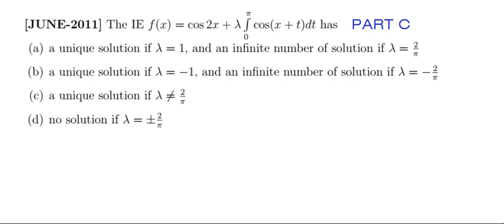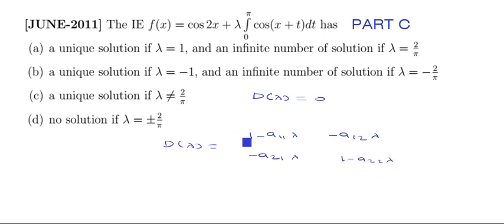For this we need to find the eigenvalues first. The eigenvalues are given by the equation D(lambda) = 0. D(lambda) is the determinant of the matrix with entries 1 minus a11 lambda, minus a12 lambda, minus a21 lambda, and 1 minus a22 lambda. So we will write it for the 2 by 2 case.